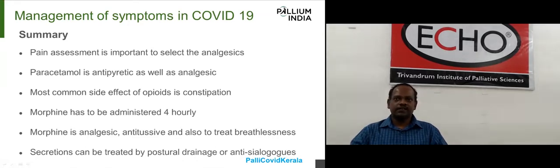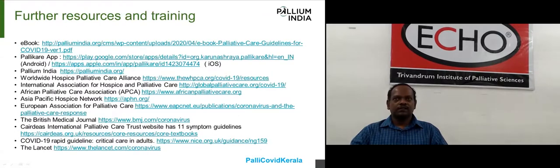Secretions can be treated either by postural drainage or by medications like glycopyrrolate, hyoscine bromide, or atropine eye drops. So these are some resources which will give you more information regarding symptom control in COVID-19.